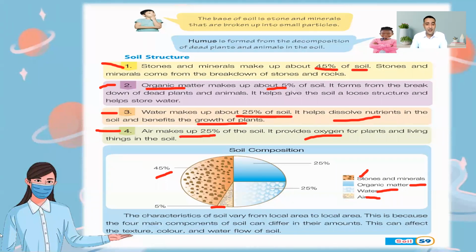Okay, so the characteristics of soil vary from local area to local area. This is because the four main components of the soil can differ in their amount. This can affect the texture, color, and water flow of soil. So the soil characteristics are different. They vary, okay? They depend on different local areas, and because of these four components, the soil can differ in their amount.